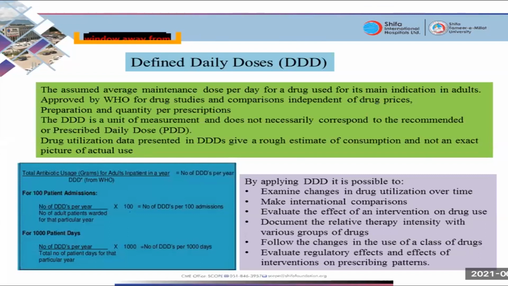And in our institution, we calculate the DDD data on quarterly basis, and we also measure the use of antimicrobial specialty wise. There are different advantages, such as it examines the changes in drug utilization over time, and you can make international comparisons as well. And you can evaluate the effect of your intervention on the antimicrobial use. Also, you can document the relative therapy intensity with various groups of drugs, and you can follow the changes in the use of a certain antimicrobial drug class. So you can also evaluate the regulatory effects of your interventions on the prescribing pattern as well.